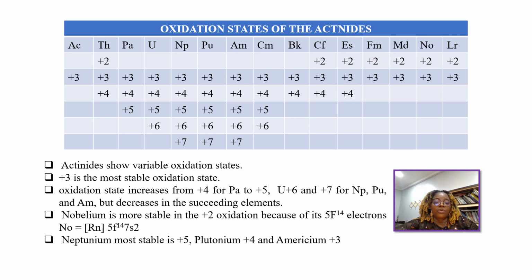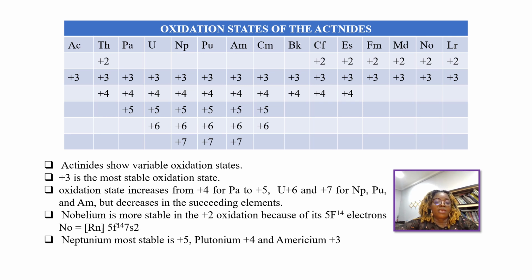Nobelium is more stable in the +2 oxidation state because of its filled 5f14 electrons. The 5f subshell in nobelium, the element with symbol No, is completely filled. So it is more stable having the +2 state, that is, the two electrons from the s subshell. The two electrons in that s subshell are easy to lose.